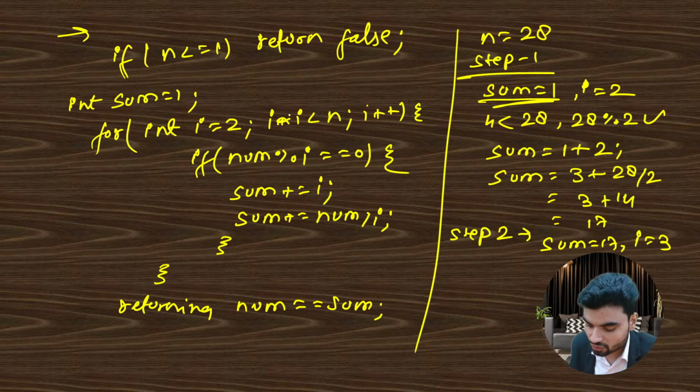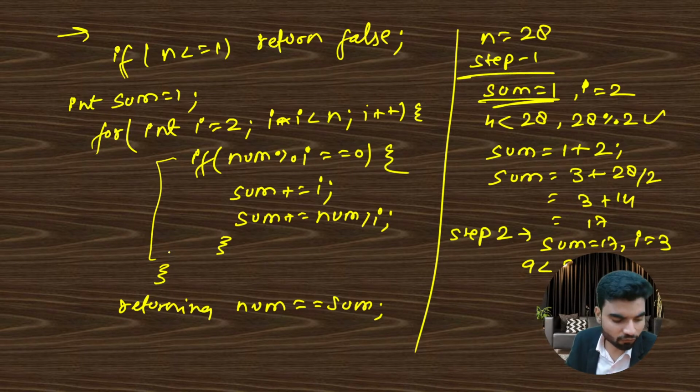Now check: is 3 multiplied by 3, which means 9, less than 28? Yes, 9 is less than 28. So in that case, we'll check: is 3 dividing 28? No. Which means this condition will not execute. We'll do i plus plus, and i will become 4. Now i is 4, so the square of 4 is 16. Is 16 less than 28? Step 3.